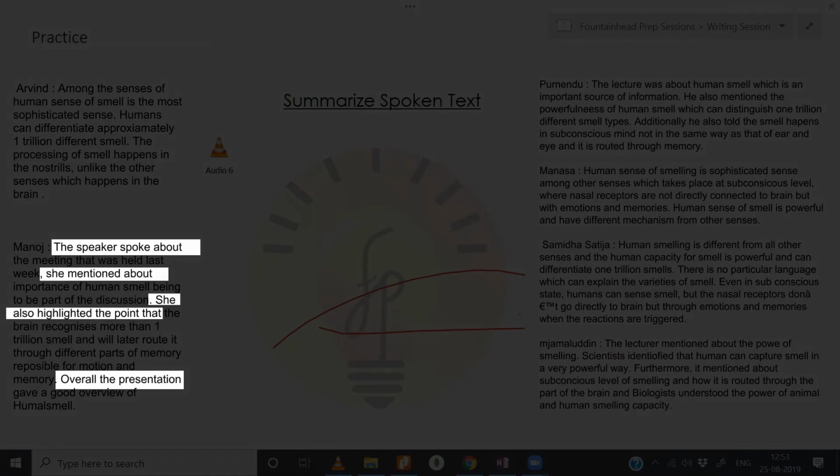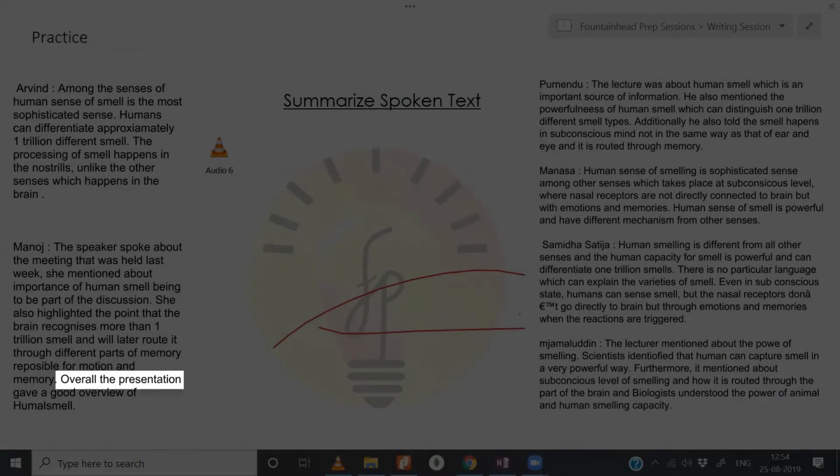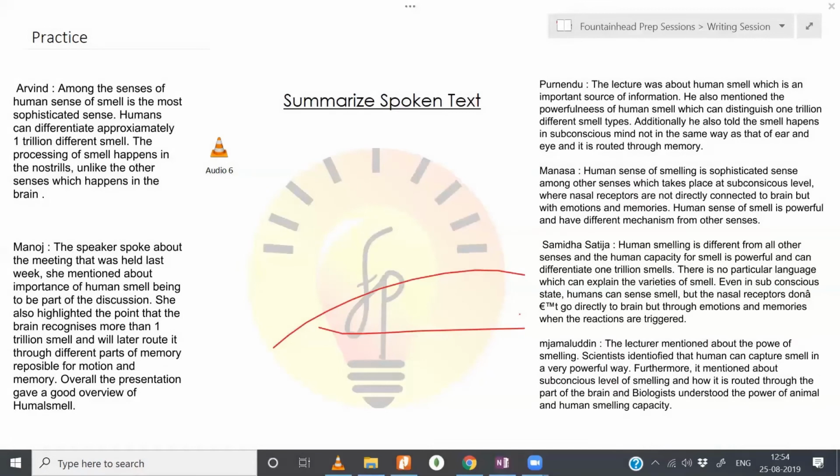The speaker was talking about, he highlighted the importance of, he also mentioned, overall the presentation gave, right? Those are extra things that you're adding. Now, if you're writing a 70 word summary, then these may not matter much because the proportion is different there, right? But if you're writing a 50 or 55 word summary, then the proportion may not match.